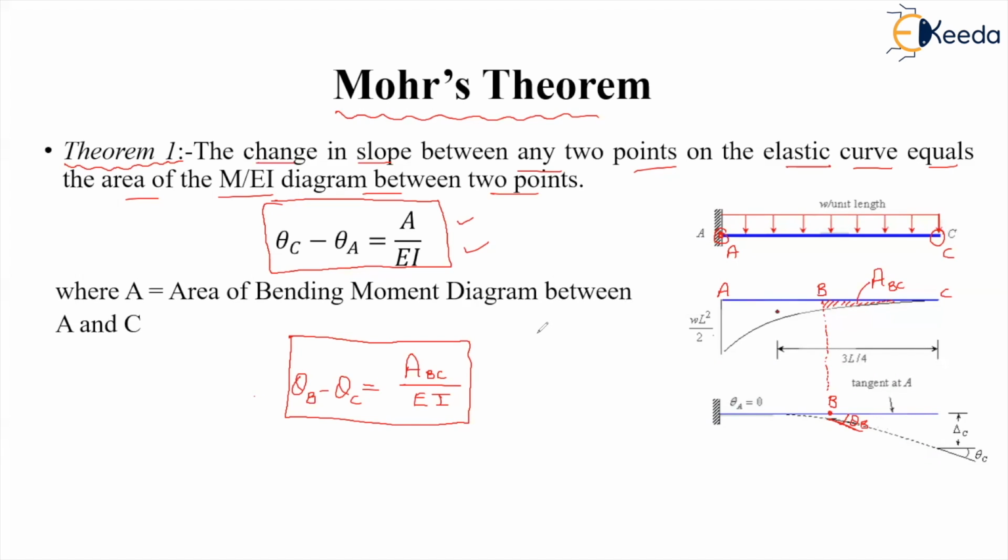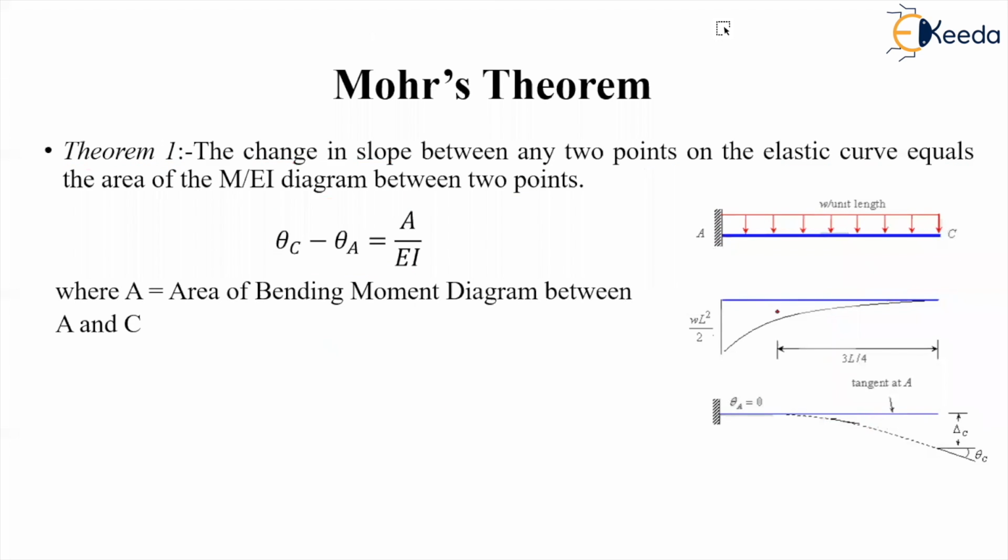But if you want to find the slope at a particular point, say at point C, what should I do? This method gives the difference in slope between two points. Say my aim is to find theta C, the slope at point C. What should I do? Because this method gives the difference in slope, I should choose a point such that the slope at that point is 0.